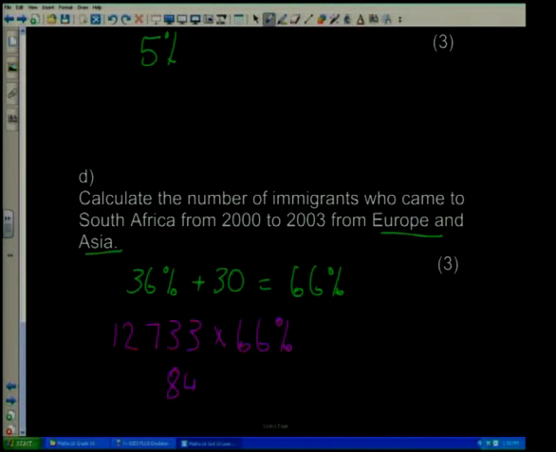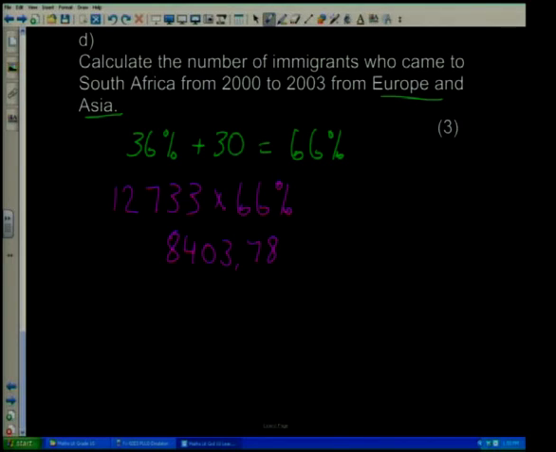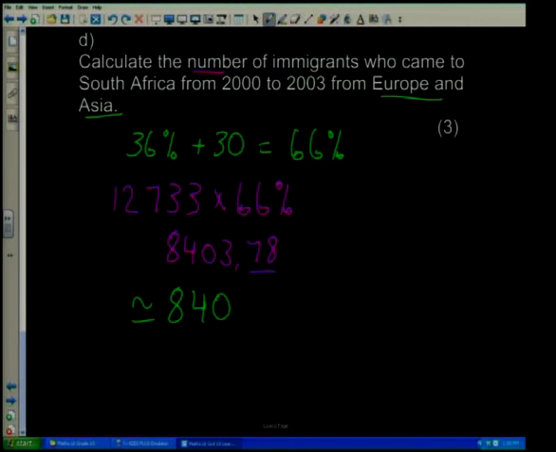I'm going to write that number down. It was 8403.78. Now my question said calculate the number of immigrants. I cannot have 0.78 of a number of immigrants because I can't just have 3/4 of an immigrant coming. We've either got one or none, but we can't have the fraction. So we really need to round it off to a whole number. So I'm going to make it 8404. I'm rounding up immigrants or people. I want to know the number of people, so we got people. So 8,404 people came from Europe and Asia.